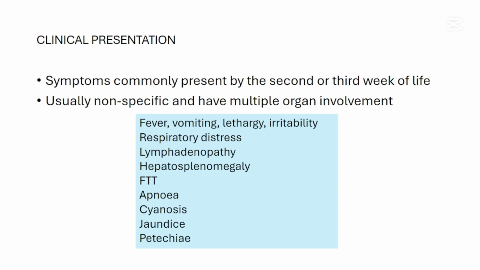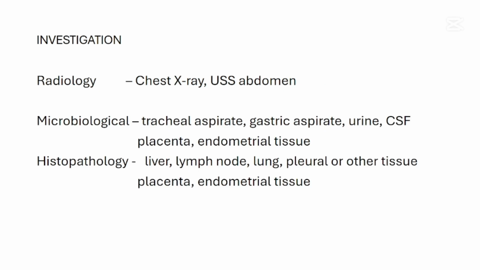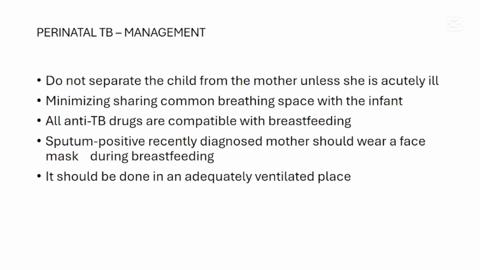So symptoms are non-specific, and the investigations are radiological. The most important investigation, if it is antenatally acquired, is an ultrasound scan of the abdomen to see periportal lymphadenopathy, because that is the port of entry. Postnatally, if it is airborne, chest X-ray changes usually appear after 2 weeks of life. Apart from that, we can take tracheal aspirate, gastric aspirate, urine, CSF, and tissue samples, as well as histological samples, depending on the clinical picture.